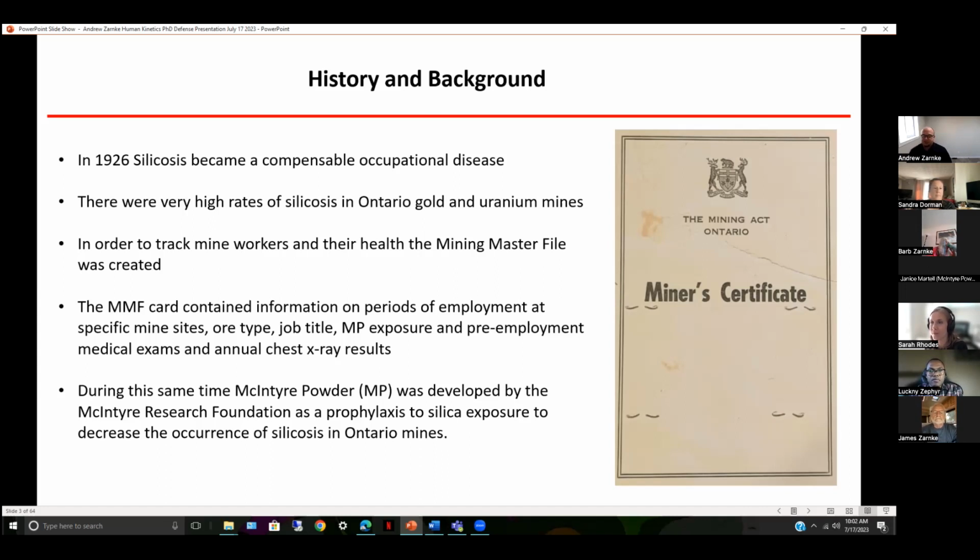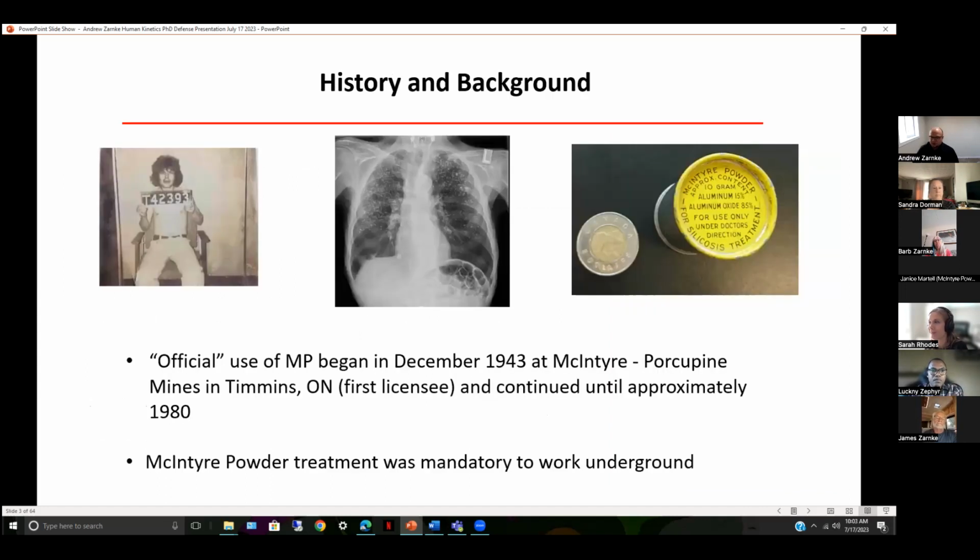During the same time, McIntyre powder was developed by the McIntyre Research Foundation as a prophylaxis to silica exposure to decrease the occurrence of silicosis in the mines. The official use of McIntyre powder started in 1943 at the McIntyre Porcupine Mine in Timmins, Ontario, and it continued till about 1980. The McIntyre powder treatment in Ontario was a mandatory treatment to work underground.